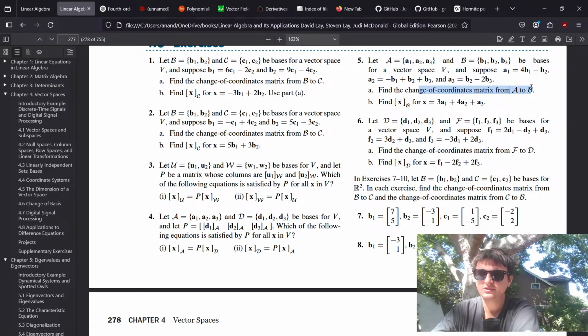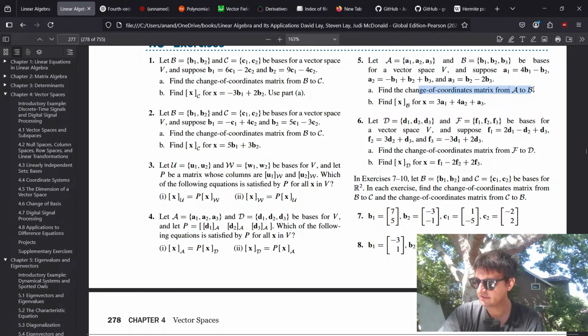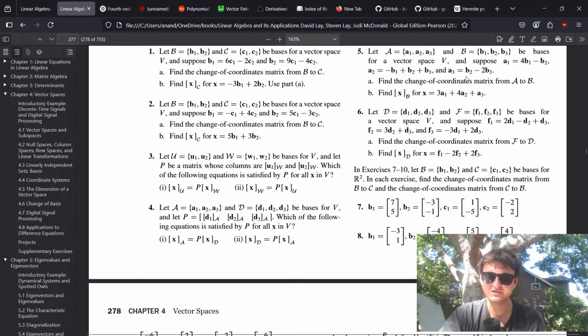So wait, hold on. In 5, I'm going to do these all more formally, but I need to think about it. So what we have is the B coordinate vector of A1, then the B coordinate vector of A2, and then of A3. Okay, and so what that gives us is a way to take a vector in A and give you a vector in terms of B.